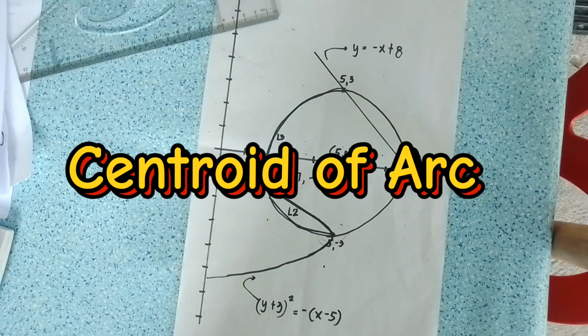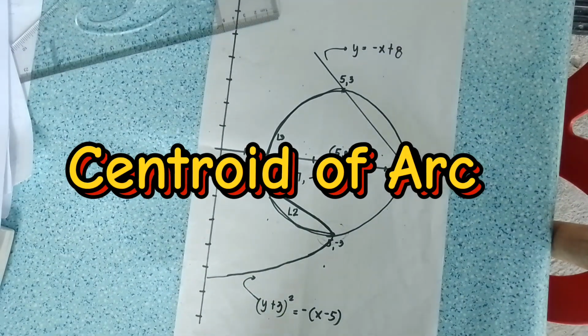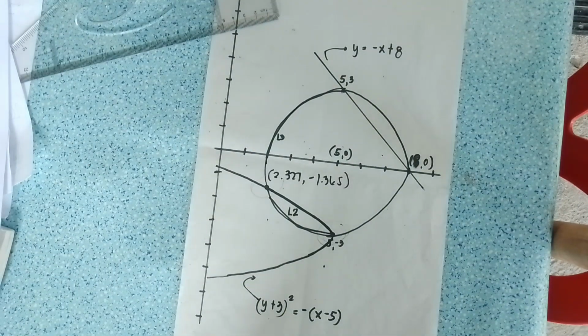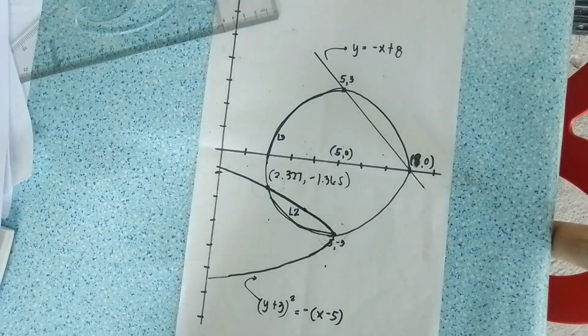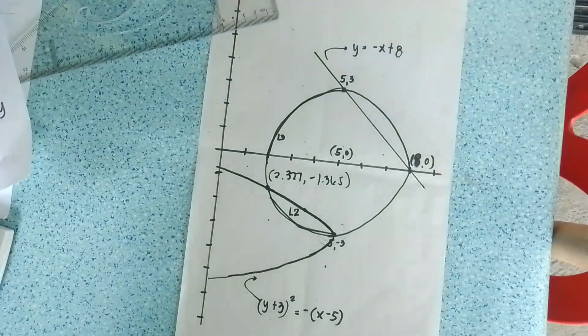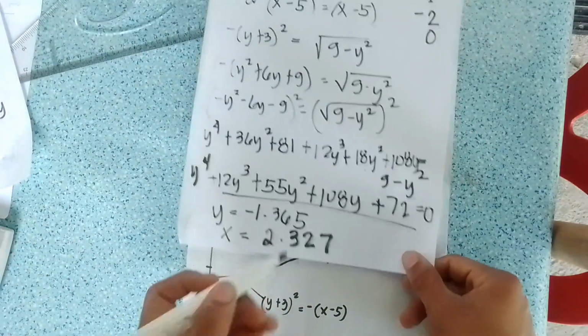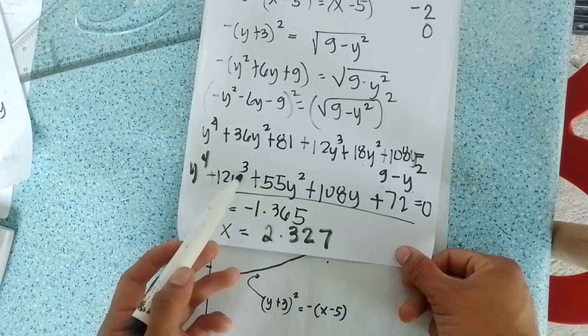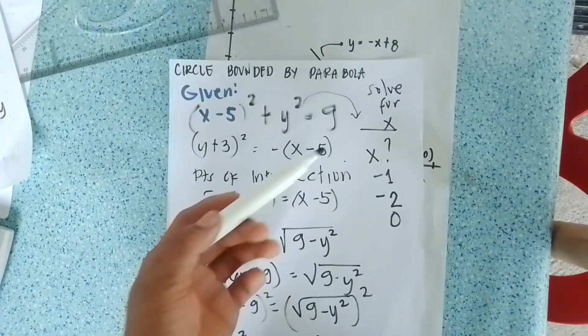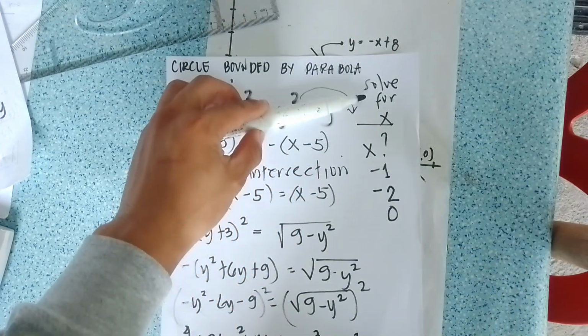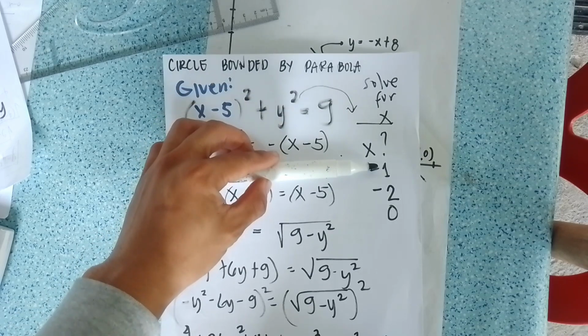So in this video, let's try to find the centroids of our given L2 here. In the previous video, nasolve natin ang arc length, which is 3.27 units. Regarding the first video, if you're dealing with a quartic equation and you're trying to shift solve it in the calculator, may magwa na nga solve for x, diba, or x question mark.